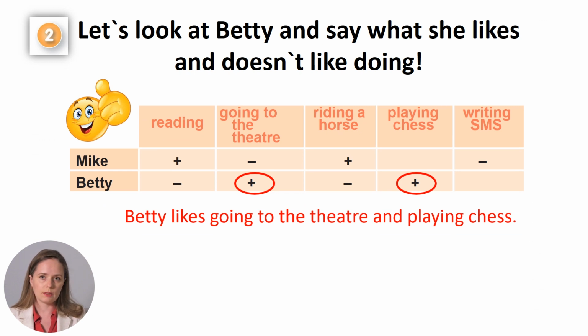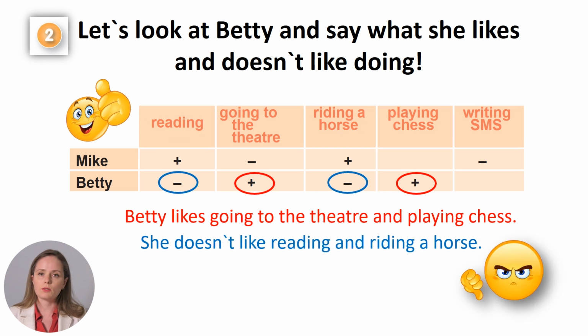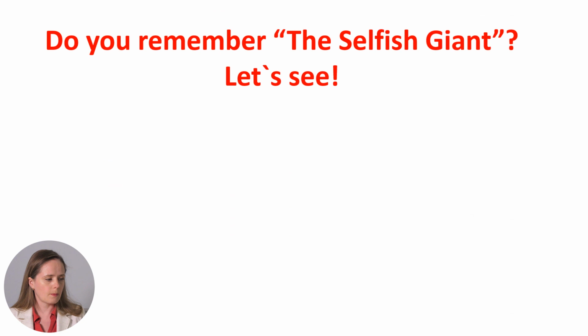Îi place să meargă la teatru. And she likes playing chess. Și îi place să joace șah. What doesn't she like doing? So she doesn't like reading and riding a horse. Okay, good. Very good. Let's see the next task.